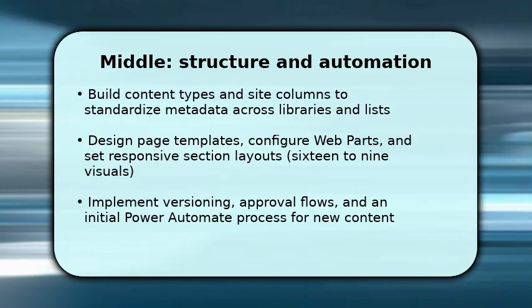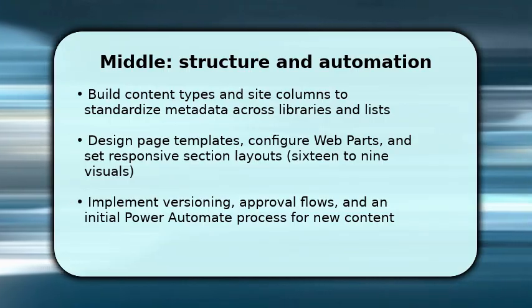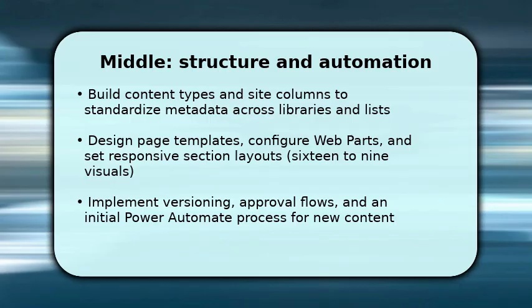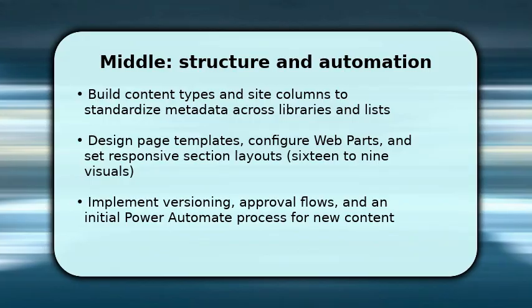Make sure to enable versioning on key libraries and configure an approval flow for published content. Finally, add a simple Power Automate flow to notify owners on new submissions. These steps scale governance and reduce manual effort.